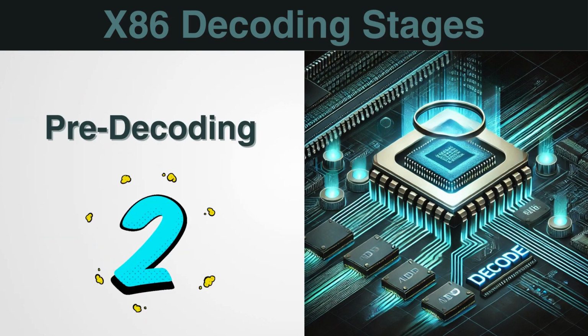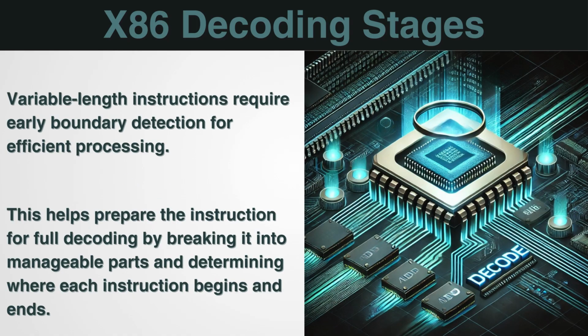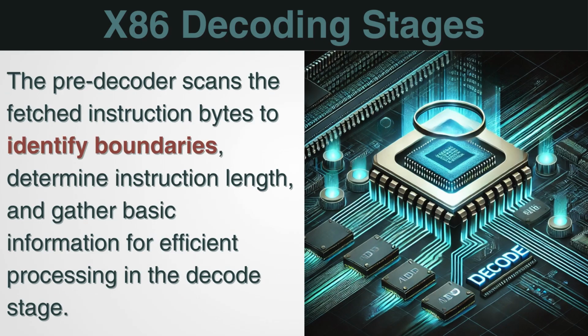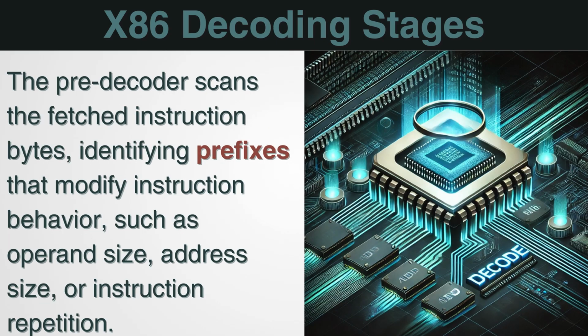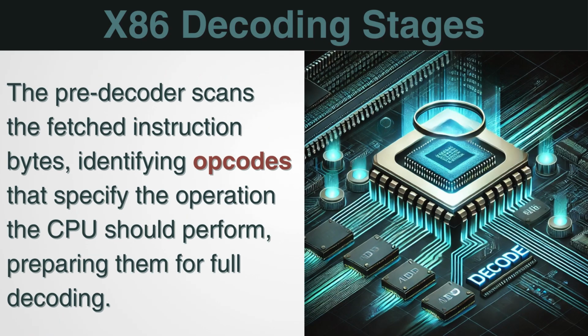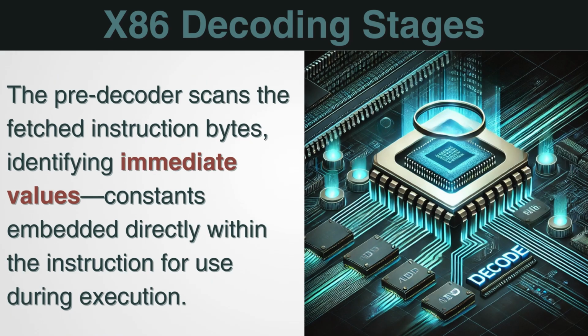The second stage is the instruction pre-decoding stage. The goal of this stage is to identify instruction boundaries. x86 instructions are variable length from 1 to 15 bytes, like we mentioned, so the decoder must first locate where each instruction begins and ends. The pre-decoder scans the fetched instruction bytes, identifying prefixes, opcodes, ModRM bytes, and immediate values.